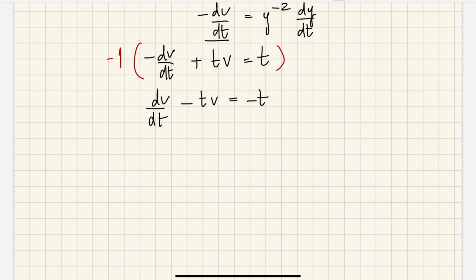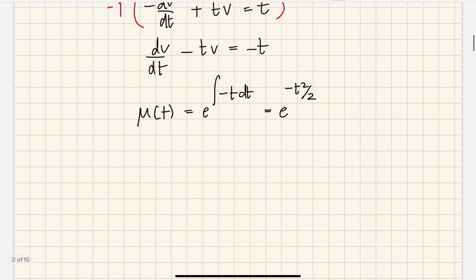And integrating factors. So our integrating factor is e to the power negative integral of t dt, which is e to the power negative t squared over 2. Again, if you don't know what I'm doing, check out my video on integrating factors. So the next step is e to the power negative t squared over 2, this fellow right here, times v is equal to the integral of negative t times the integrating factor, which is negative t, e to the power negative t squared over 2 dt.